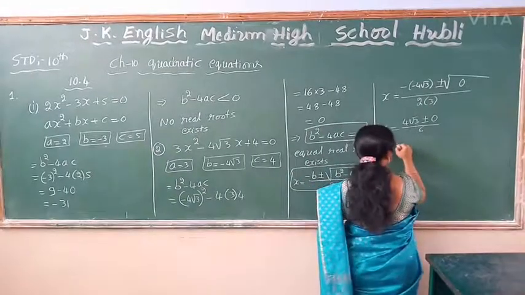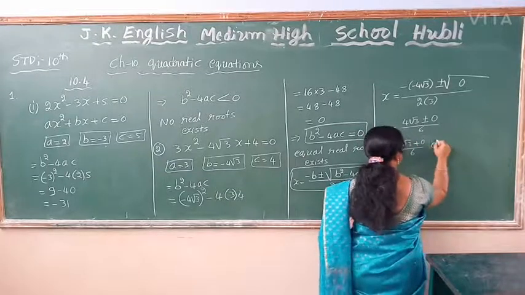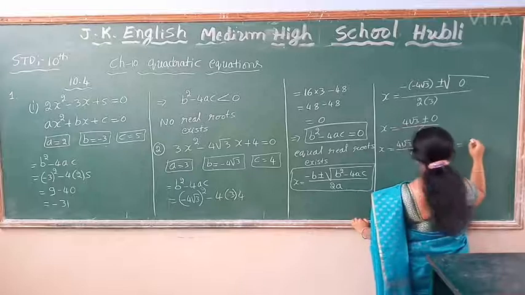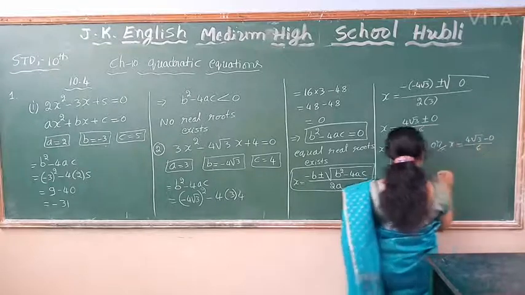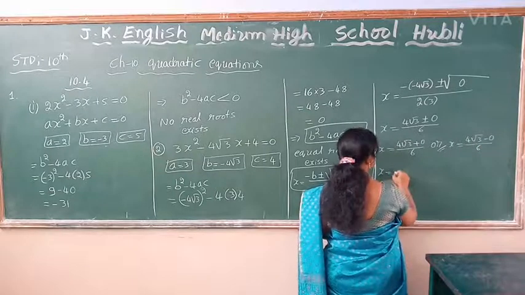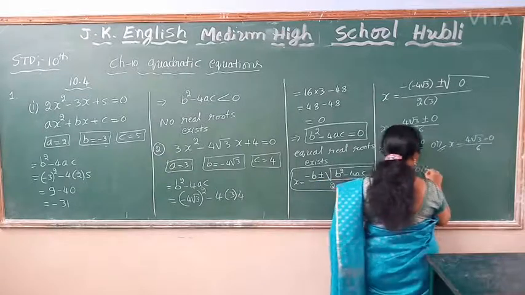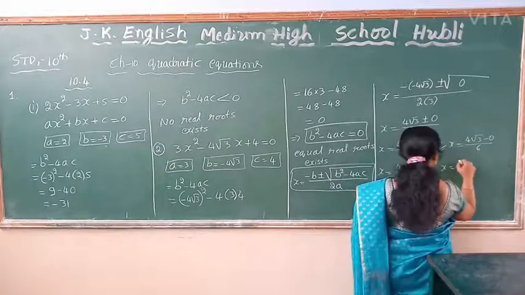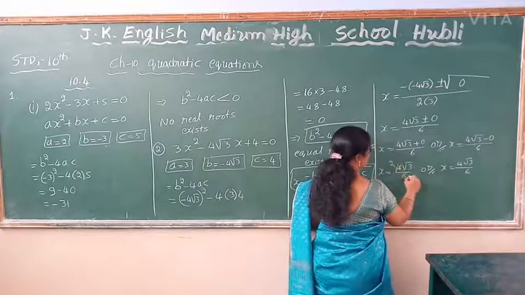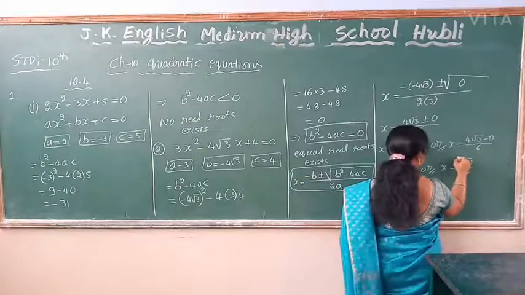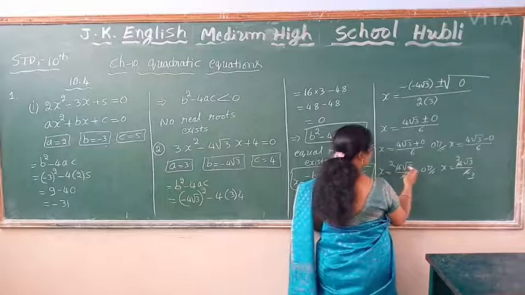So x is equal to (4 root 3 + 0)/6 or x is equal to (4 root 3 − 0)/6. So x is equal to 4 root 3 divided by 6 or x is equal to 4 root 3 divided by 6. 2 2s are 4, 2 3s are 6. x is equal to 2 root 3.